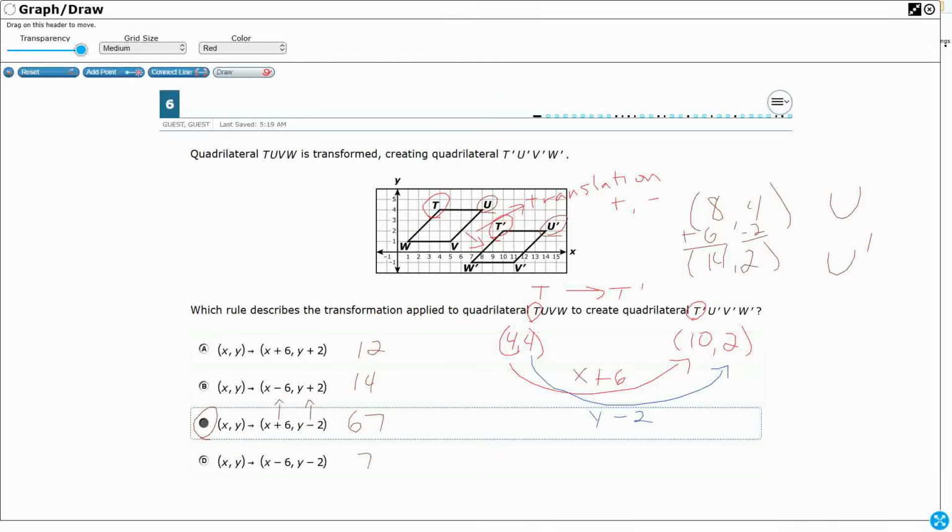And so this was actually moving from the primes back to the original. We need to make sure that our students know that we're going from the original to the primes, not reverse, because this x minus 6, y plus 2 would actually work if you started from the prime and moved back to the original. And this was our 5th easiest item on the test.